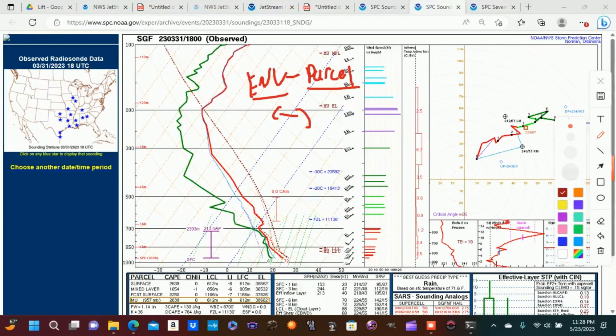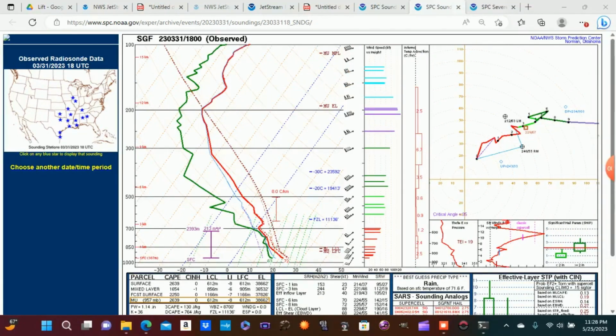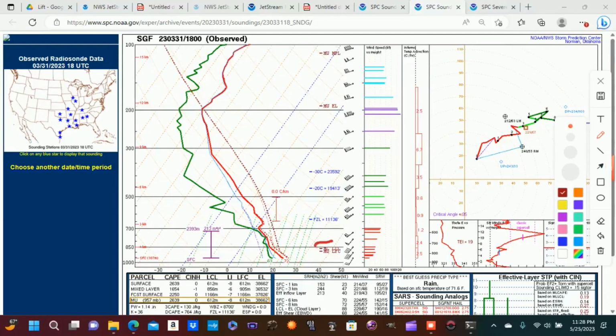The other parameter that is frequently used, and you'll commonly hear it on this channel, is called CAPE. CAPE stands for Convective Available Potential Energy, and this is the energy that is measured in joules. It is the energy that an air parcel will accumulate from the level of free convection all the way to the equilibrium level, where the parcel temperature is warmer than the surrounding environment.